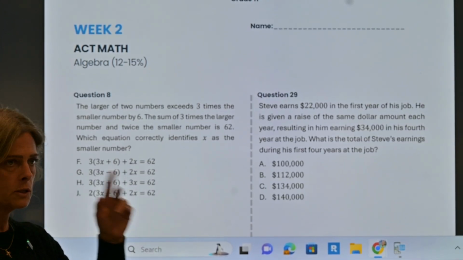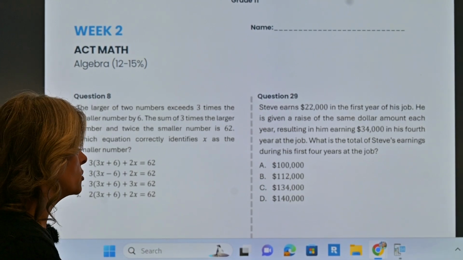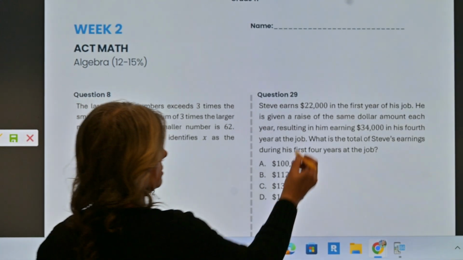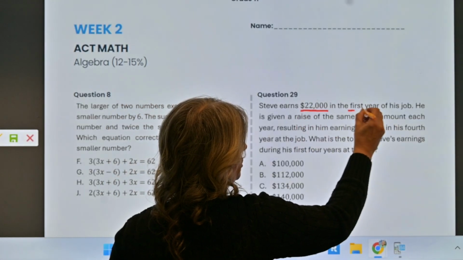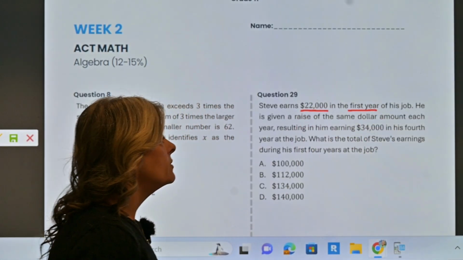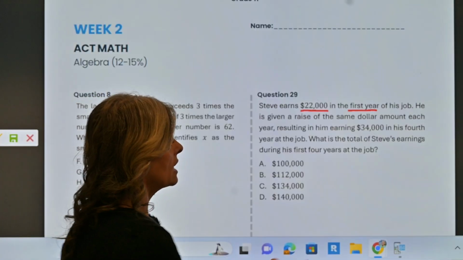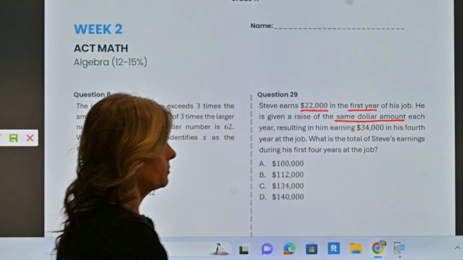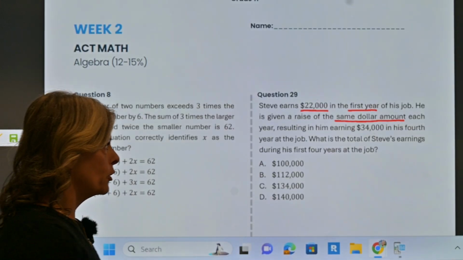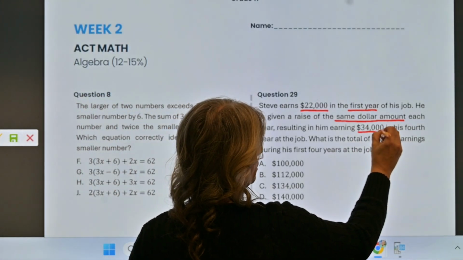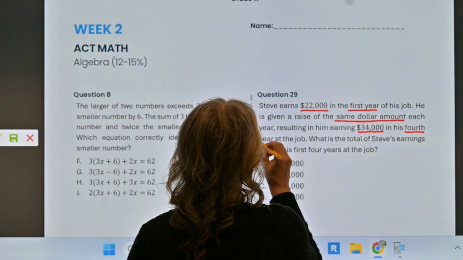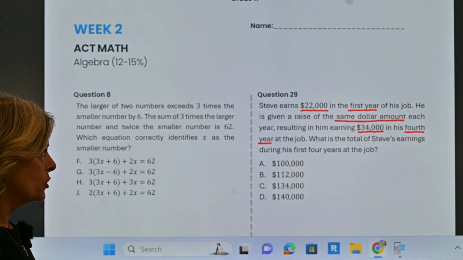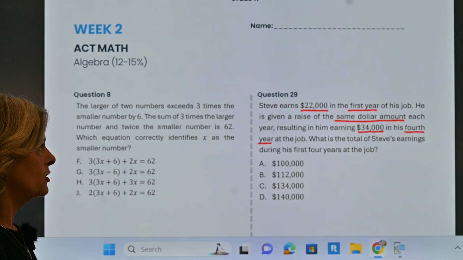So I'm going to read this to you, and you see if you can figure out where that constant rate of change comes in. So it says Steve earns $22,000 his first year. So $22,000 his first year. He is given a raise of the same dollar amount each year, resulting in him earning $34,000 his 4th year. Okay, 4th year. What is the total of Steve's earnings during his first 4 years at the job?